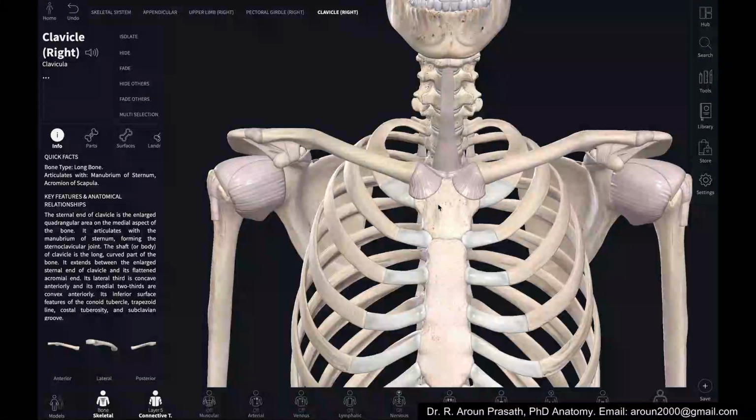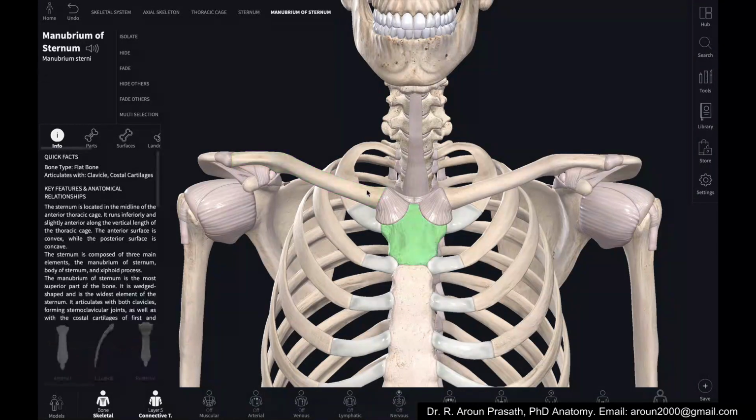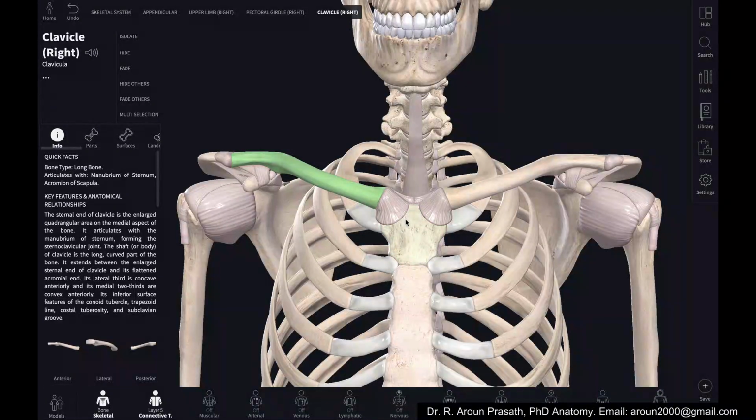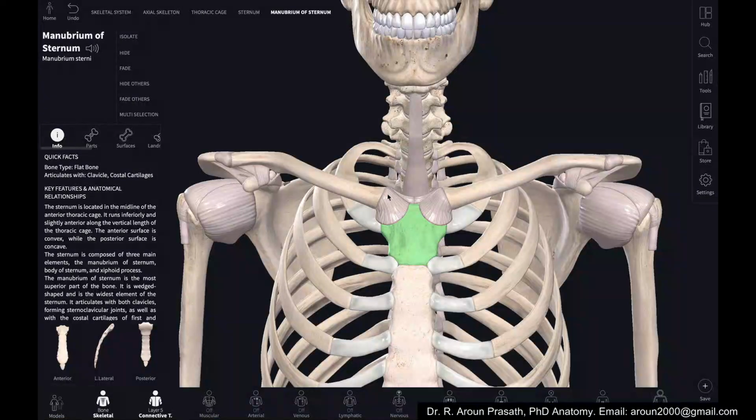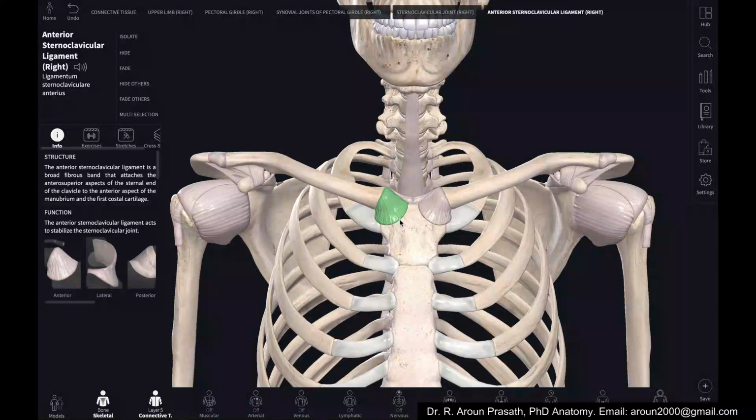So the joint between the manubrium of the sternum and the clavicle is called the sternoclavicular joint. You have one sternoclavicular joint on the right side as well as on the left side. This is an example of a synovial joint.